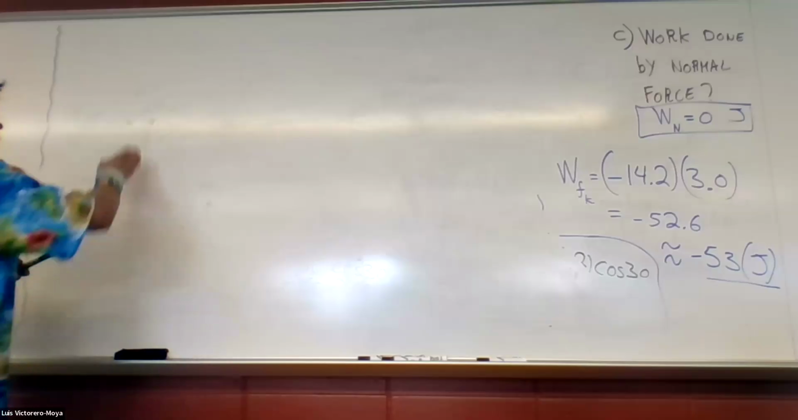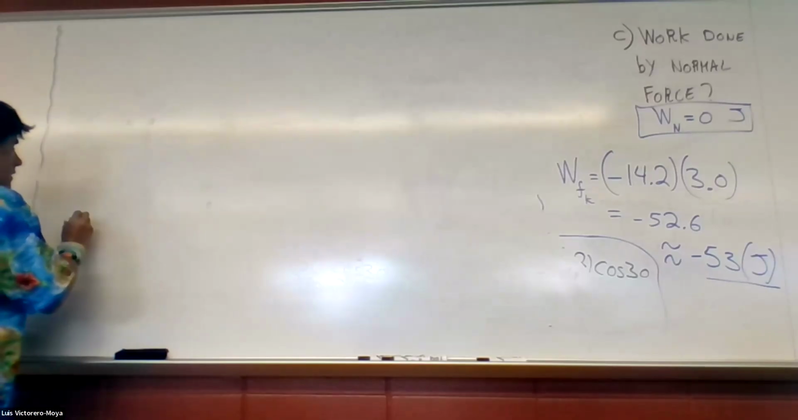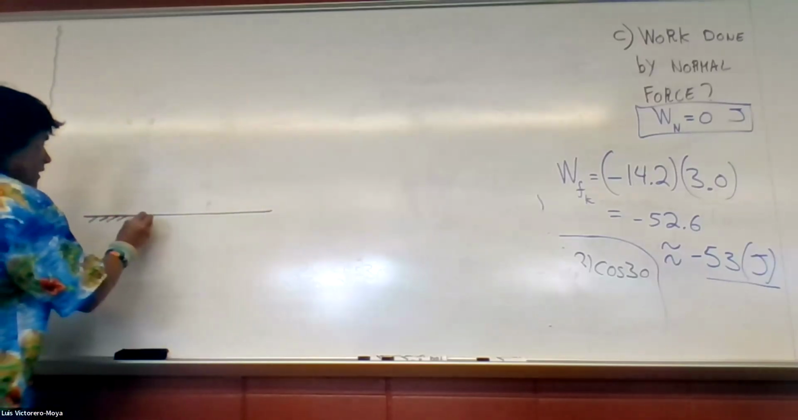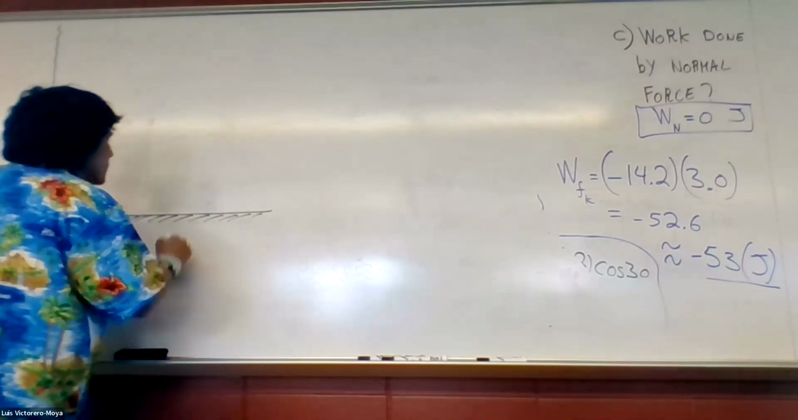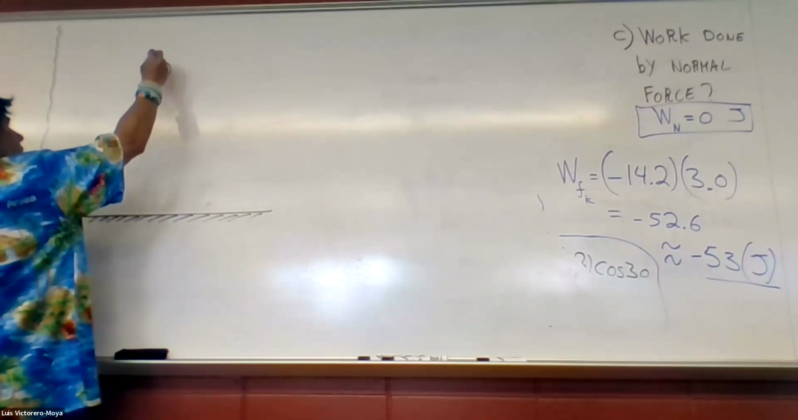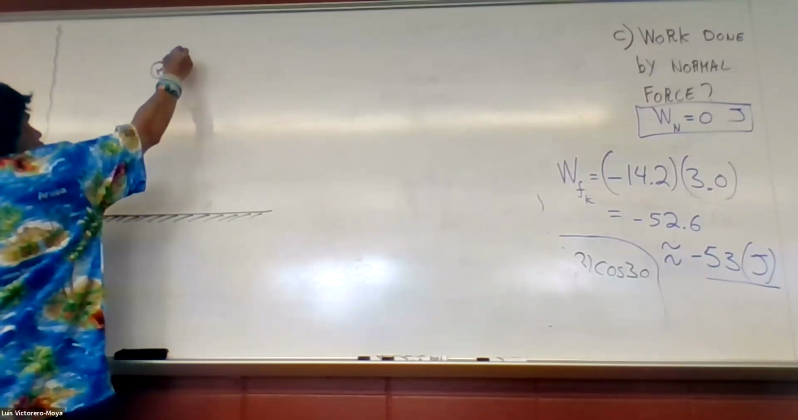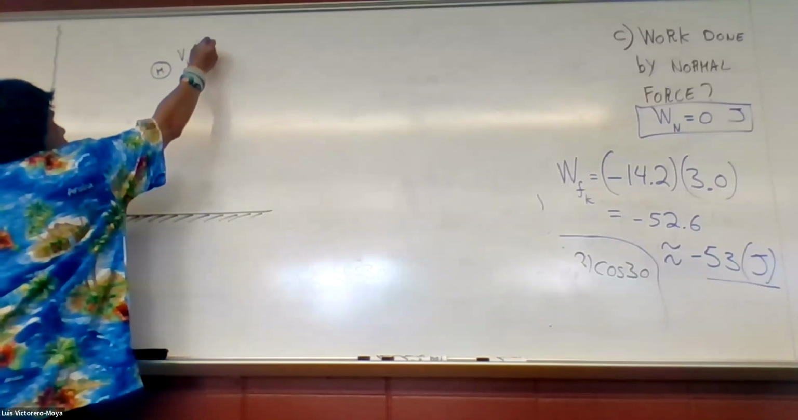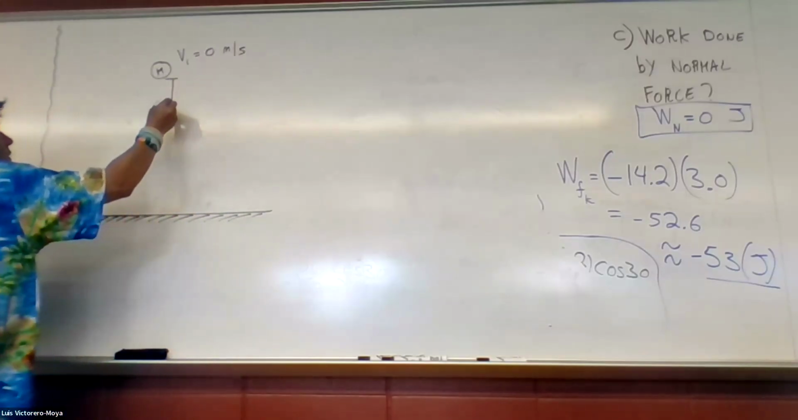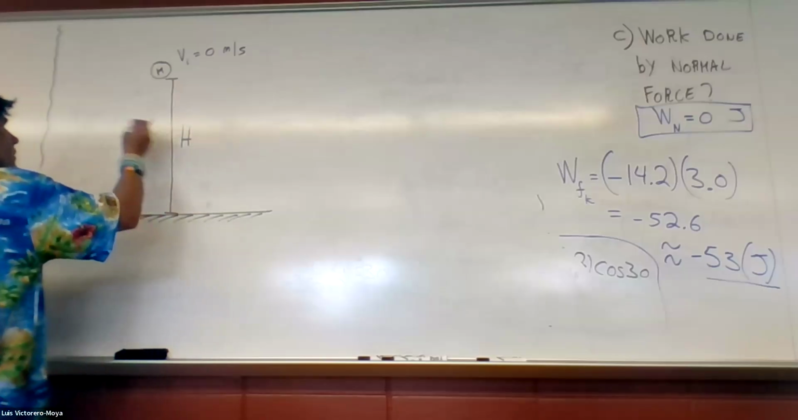So the example that was in the slide. You have the ground, you have a mass, and initial speed is 0, so it's at rest, and it's being dropped. Let's call this h.